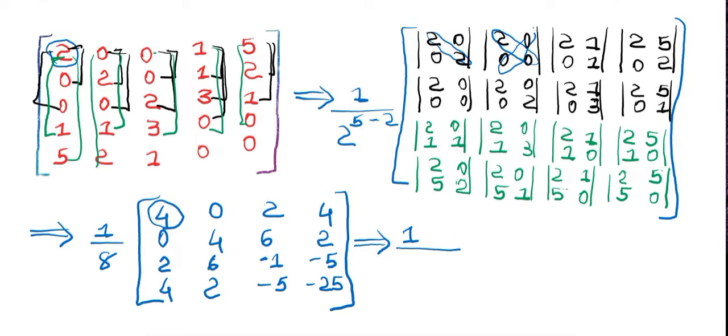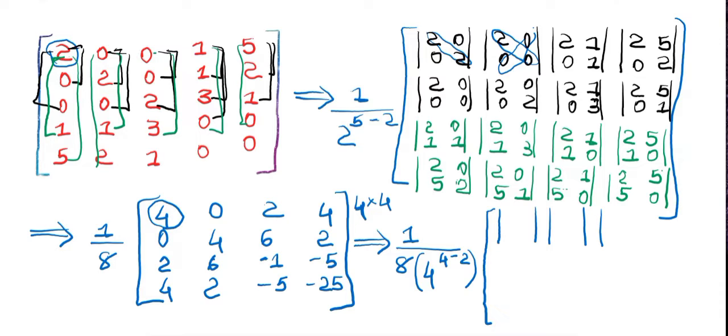Here we got the pivot element as 4. So we'll write this as 1 upon 8 into 4 raised to 4 minus 2. Why 4? Because it is a 4 cross 4 matrix and 2 is a constant. Then same way again we'll create determinants, and this time there will be 3 determinants.